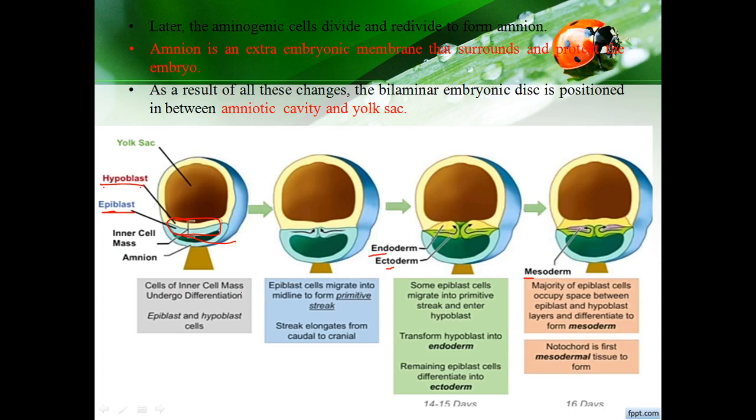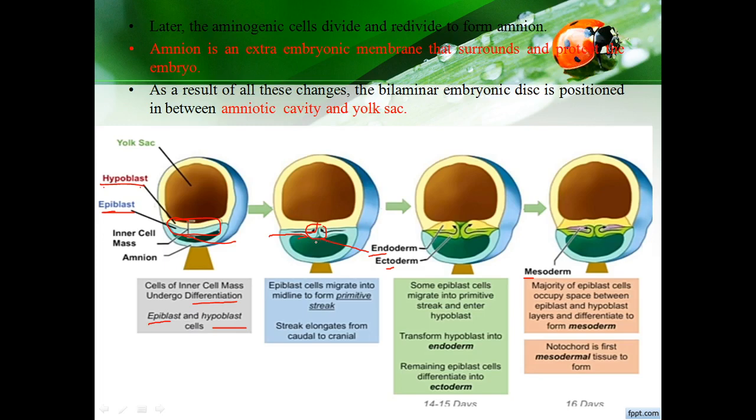That is the innermost cell, which undergoes differentiation, and the result is the formation of the epiblast and the hypoblast cells. This lower cell is the epiblast cell. You can see this epiblast cell migrating into the midline to form the primitive streak. So this region is called the primitive streak. This primitive streak has a shallow groove. You can see here the formation of a groove on the surface, which is called the primitive groove.